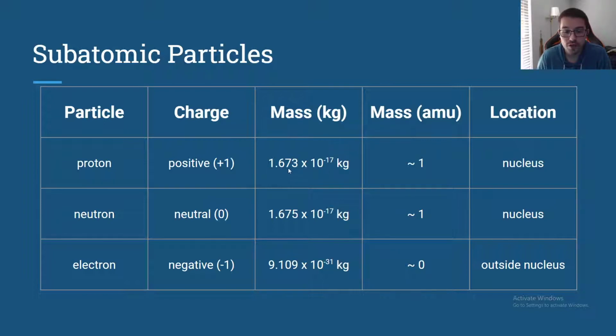Interesting little piece of information: the proton is actually slightly smaller than the neutron. It's not a very significant difference, but it is slightly smaller. You can see that given that this is measured in kilograms, 1 kilogram is fairly substantial. It's a pretty decent amount of weight. These subatomic particles, kind of like how we talked about in the last video, are so small that if you were to measure them in kilograms, they are 10 to the minus 17. That's the order of magnitude that we're looking at for a proton and a neutron. And then electrons are even smaller.